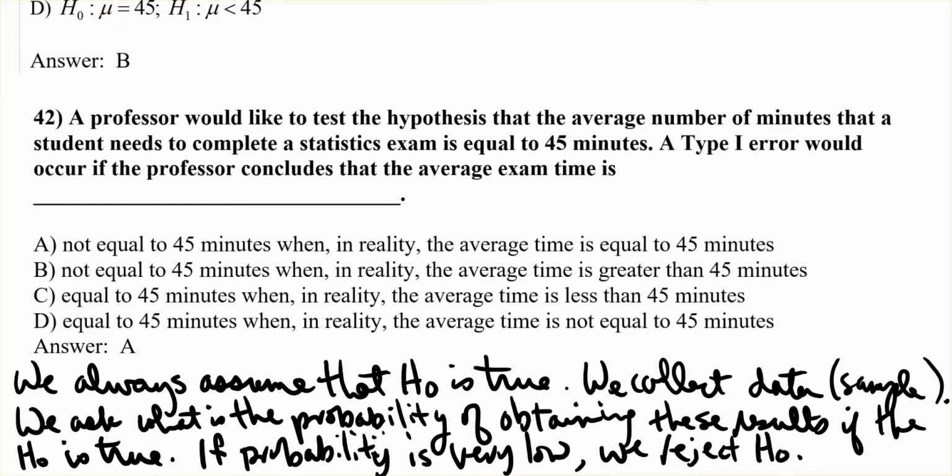So what we're going to do is we're going to collect some data, and we're going to find the mean of that data. We're going to find some proportion within that data. We're going to find a standard deviation of that data. And if the probability of obtaining those results is so far away from what we assume to be true in the null hypothesis, then we're going to reject the null hypothesis. So with every statistical test, there's two outcomes.